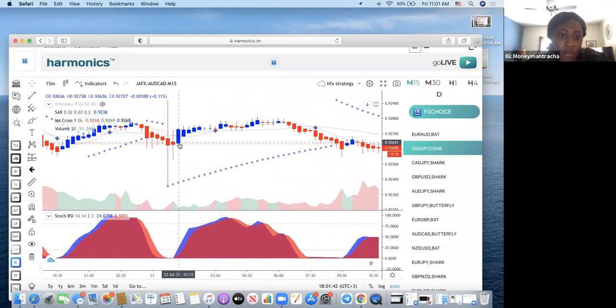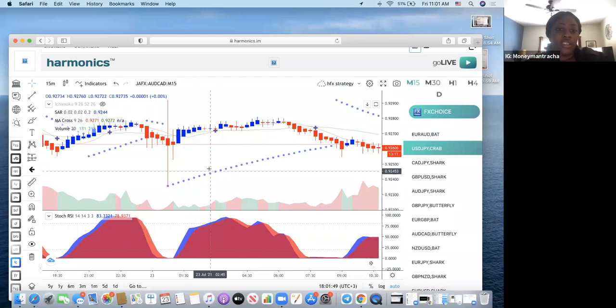Look at this perfect setup, y'all. Perfect blue candle above the dot. We got the green and nothing but blue above the red. That's so easy for me to look at and understand.